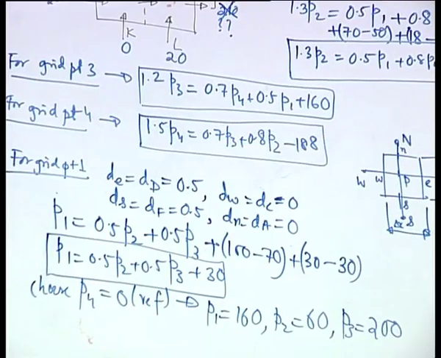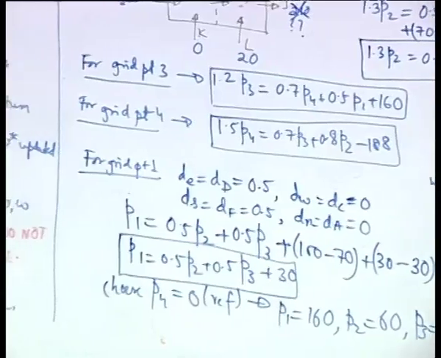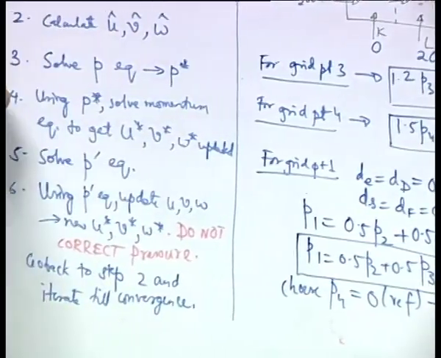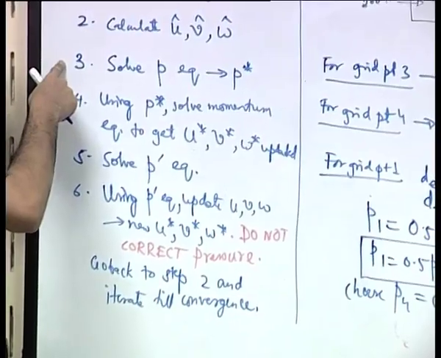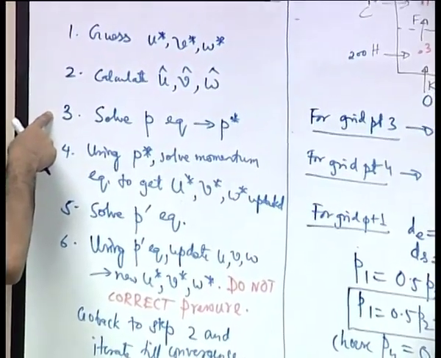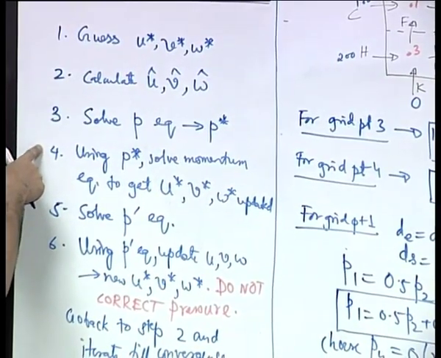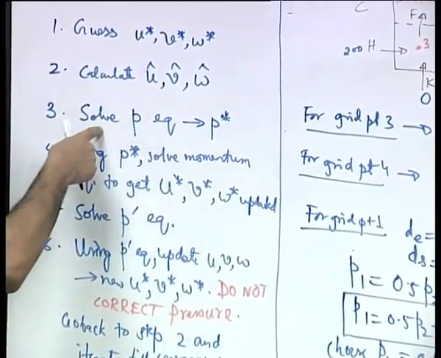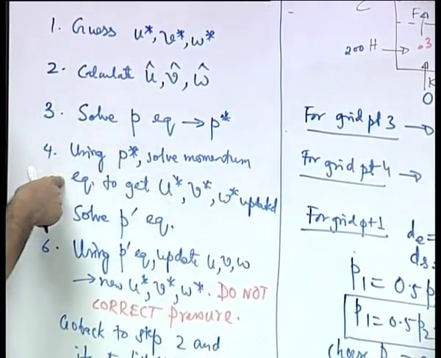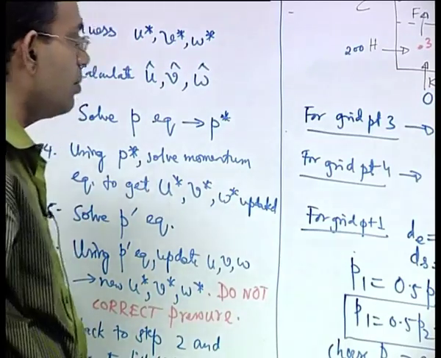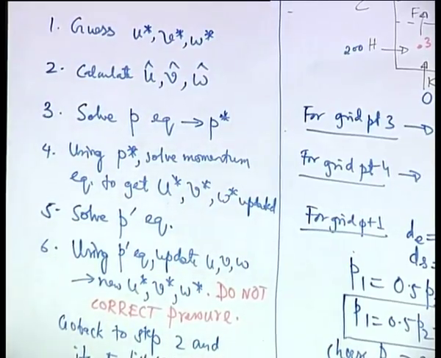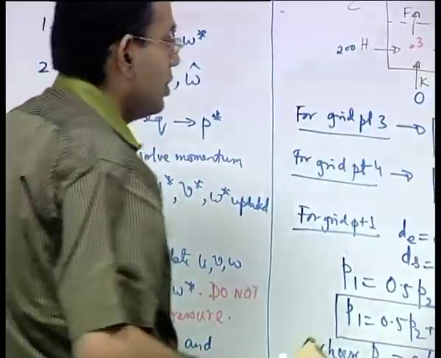So, you have solved for the pressure equation to get the values of pressure. So, we have come up to step 3 in the SIMPLER algorithm, where we have used the pressure equation. So, what would be the next step? Using the solution of the pressure equation, solve for the momentum equation to get U star, V star, W star updated. So let us do that.